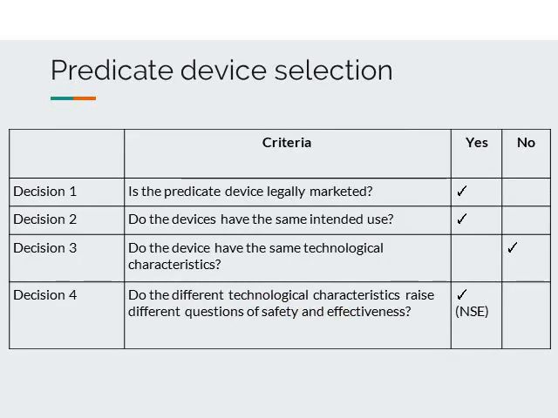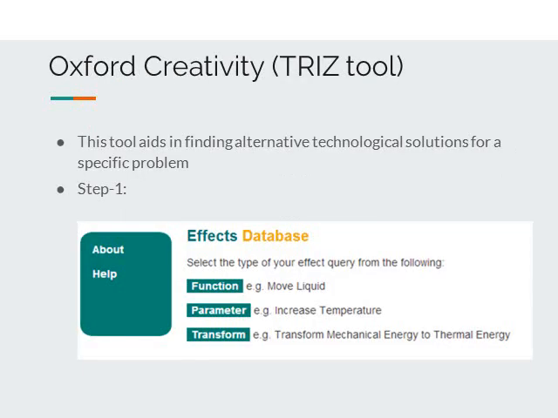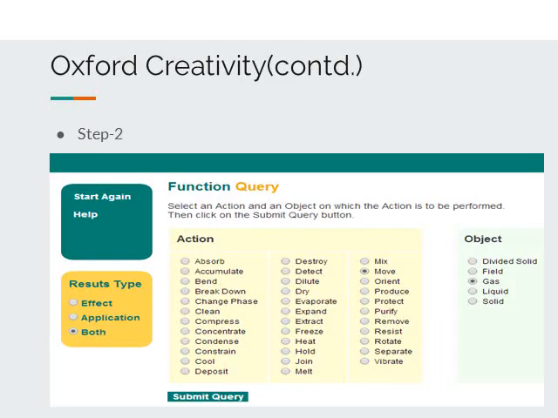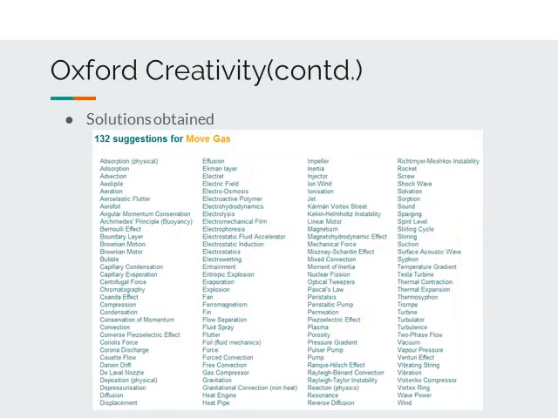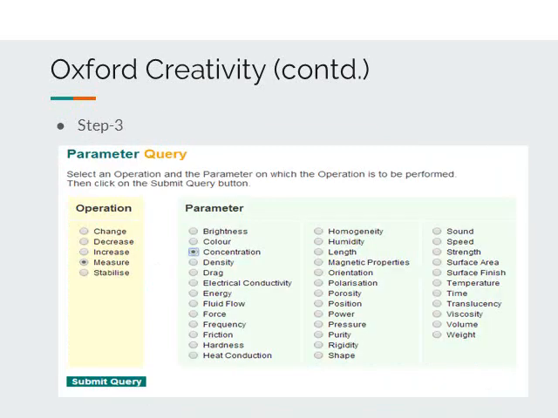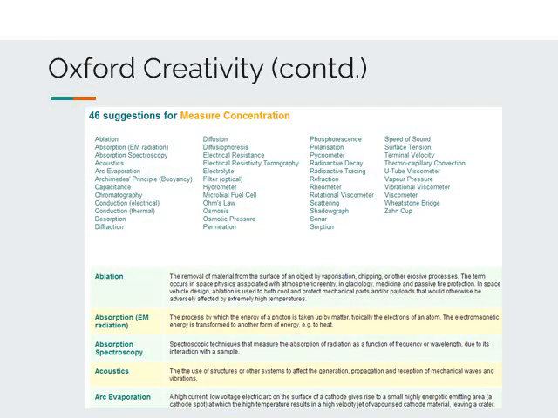These are the criteria used for the comparison between the predicate device and the present device. It is a tool that helps us find solutions for specific problems. For example, with the anesthesia machine, the main function is to move gas. So the action and object are chosen accordingly. We get a list of solutions to move gas. These are the solutions obtained for measuring concentration.